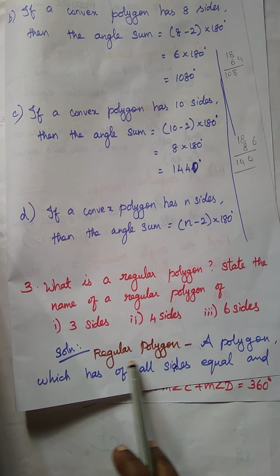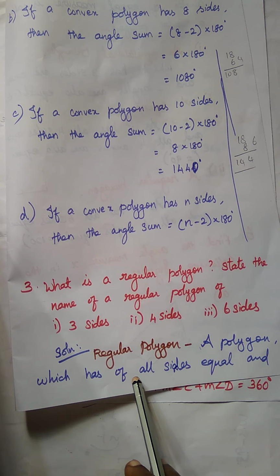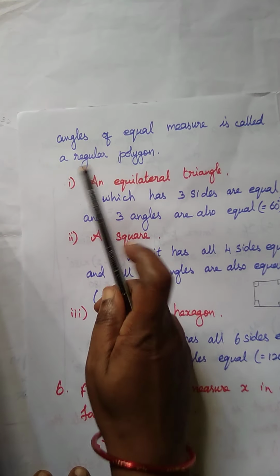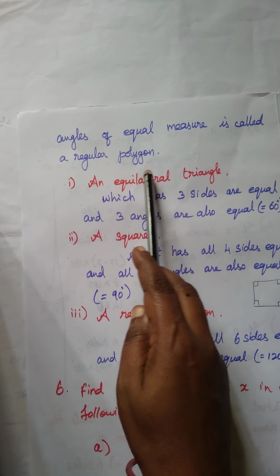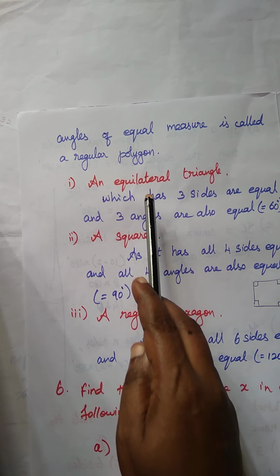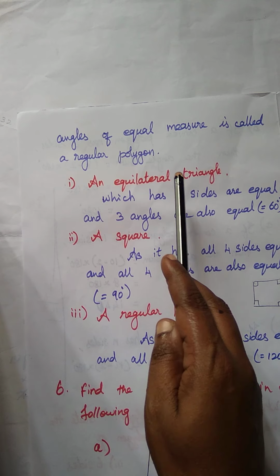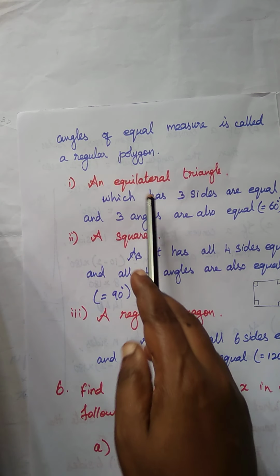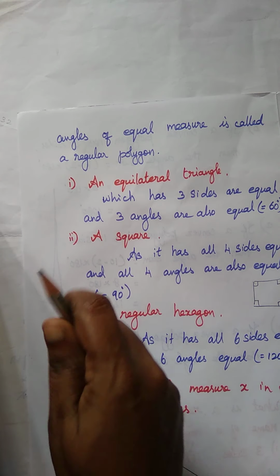Okay, we write the regular polygon. A polygon which has all of its sides equal and angles of equal measure is called a regular polygon. So a figure having equiangular and equal sides is called a regular polygon.